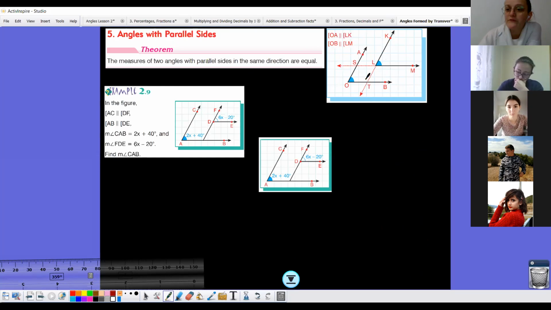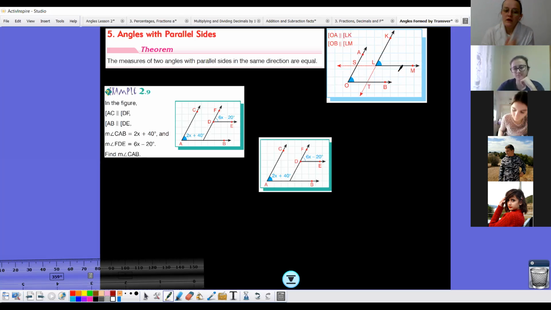In this kind of angles, the theorem says that the measures of two angles with parallel sides in the same direction are equal. Look, they are on the same direction. So AOB is equal to KLM. Their sides are parallel and they are in the same direction. Did we understand?